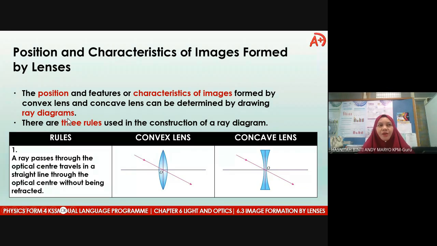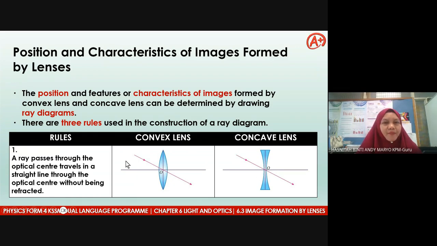When we draw this ray diagram, there are 3 rules you must obey in constructing it. So this one you have to listen very carefully. So what is the first rule? This is for convex and concave, so we apply the same rules for both lenses.